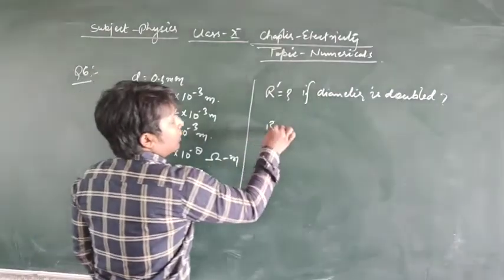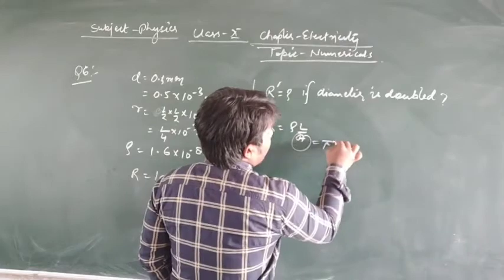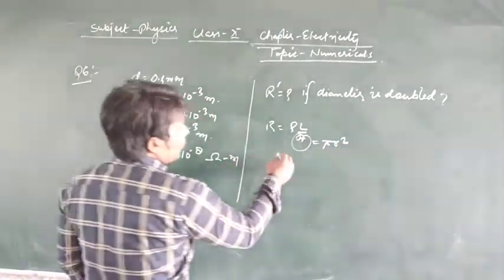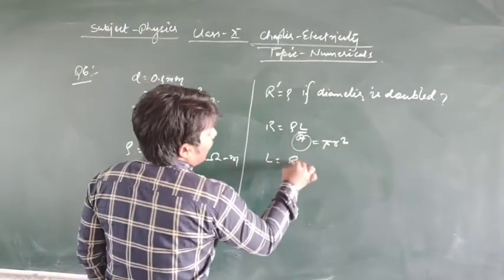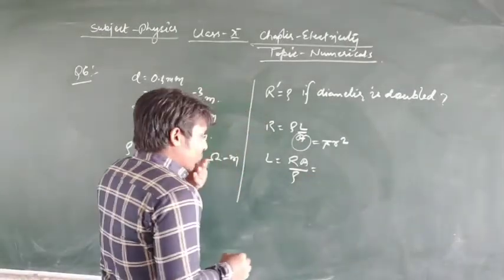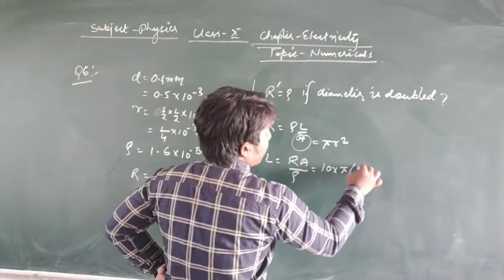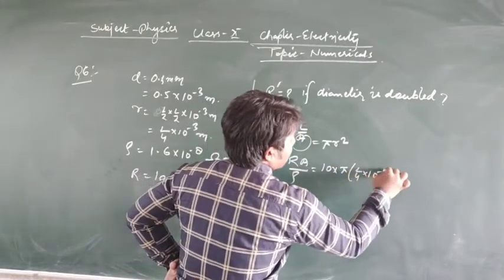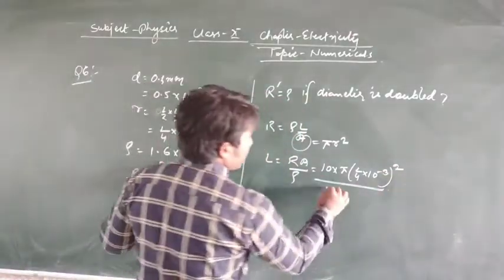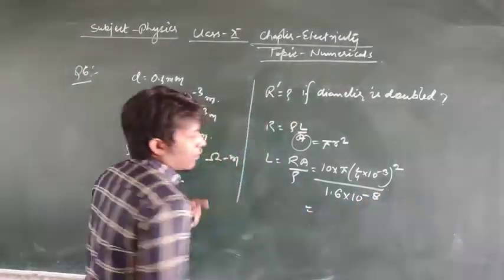So R is equal to rho L by A. A is pi R square. Everything is in the same unit. So put the value. L will be R A upon rho. The value of R is 10 ohm. Area is pi R square, 1 by 4 into 10 to the power minus 3 whole square, upon resistivity, which is given as 1.6 into 10 raised to the power minus 8.